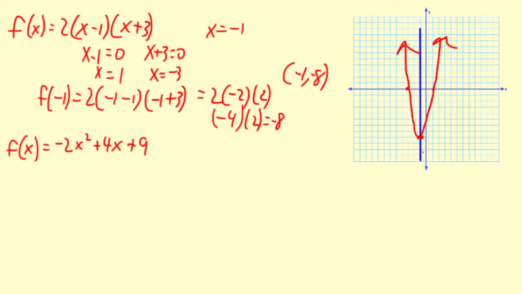So it'll look something like that. That's graphing when you have intercept form or factored form. You find the two x-intercepts, the vertex is halfway in between, and you're good to go. So now let's talk about graphing in standard form.